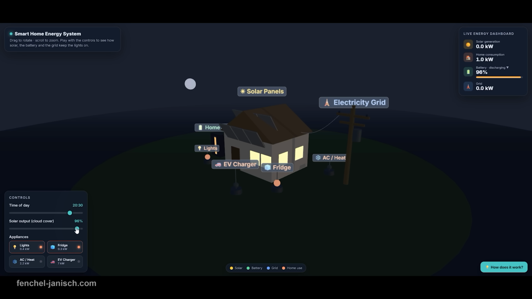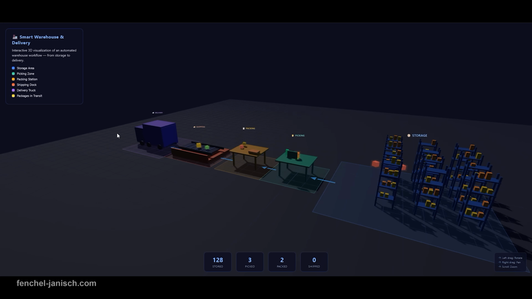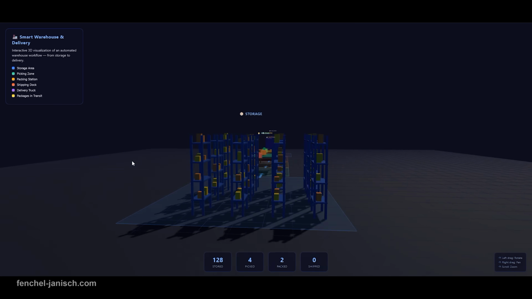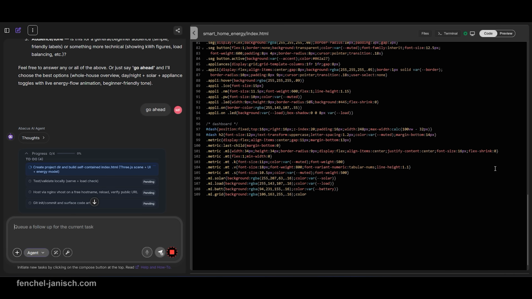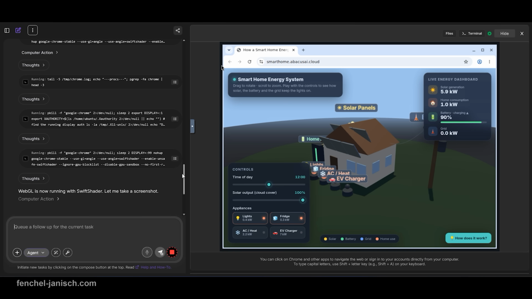For this video, we focus on two examples: a smart home energy system and a smart warehouse and delivery flow. Both examples show how a technical concept can become a 3D scene with connected areas, labels, movement, and interaction. Let's start with the first 3D visualization.